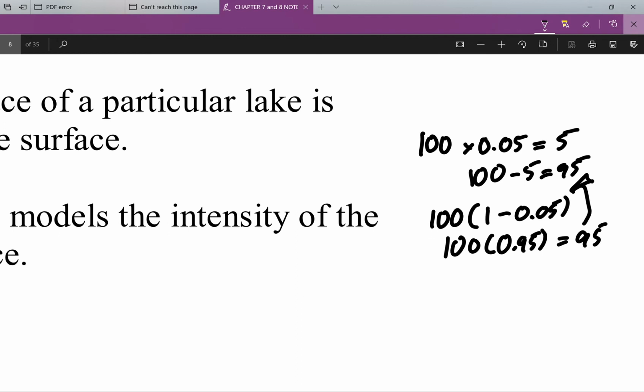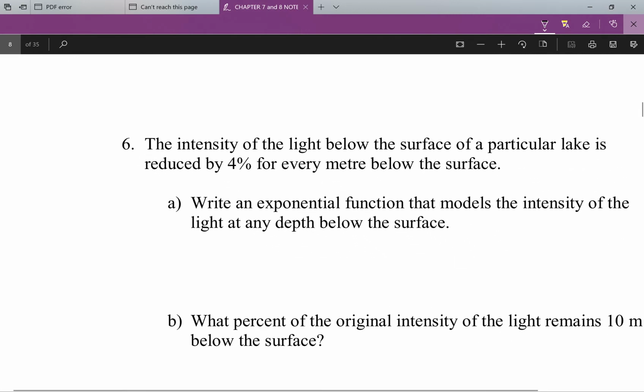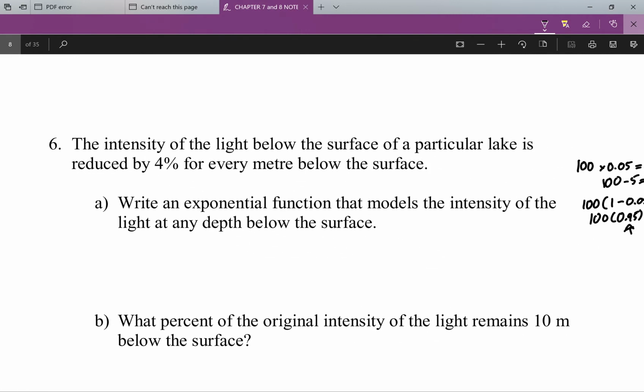So when we're looking at decay, this number that's going to go on the inside, we could also look at this as being what remains. So in this case, 95% of the value remains. So we want to write an exponential function that models the intensity. Well, again, we're going to start with that 1 to represent the 100%. Then, on the inside, I'm going 1 minus that 4%, or 1 minus that 0.04.